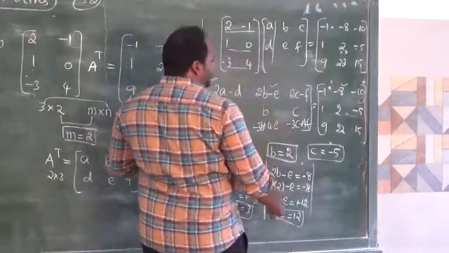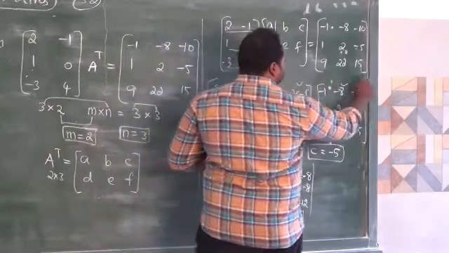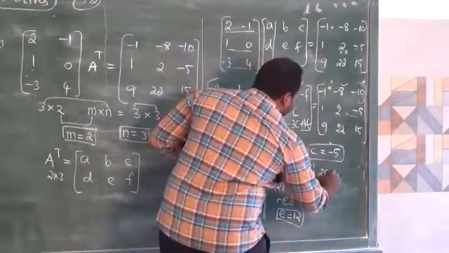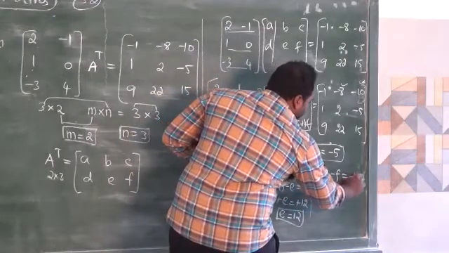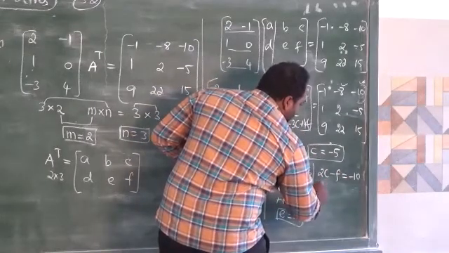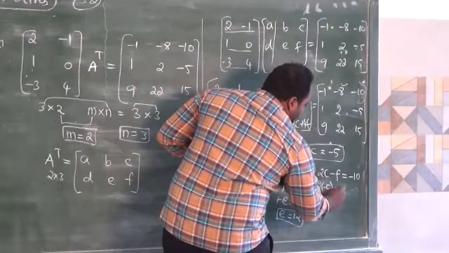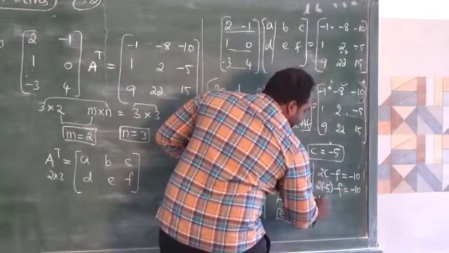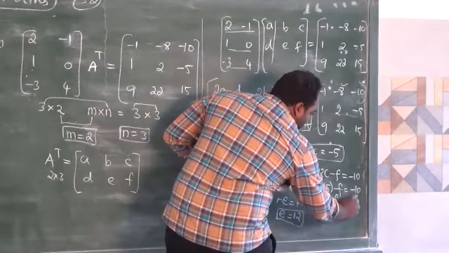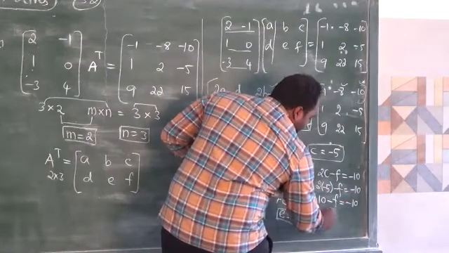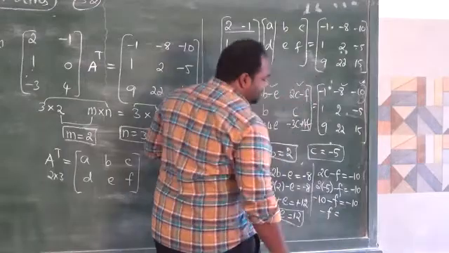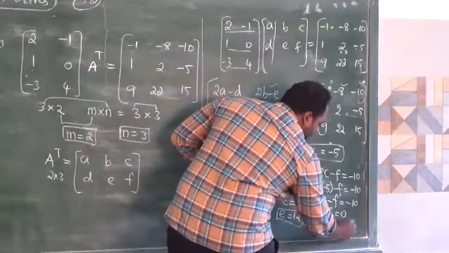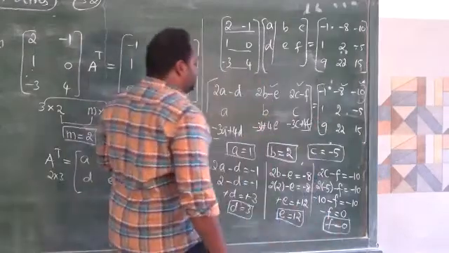Next, for F, I am going to equate these two elements. 2C minus F equal to minus 10. 2C is minus 5, minus F equal to minus 10. Minus 10 minus F equal to minus 10. Minus F equal to, if you bring this side, plus 10, minus 10, 0. So F is equal to 0. Now I got all the values.